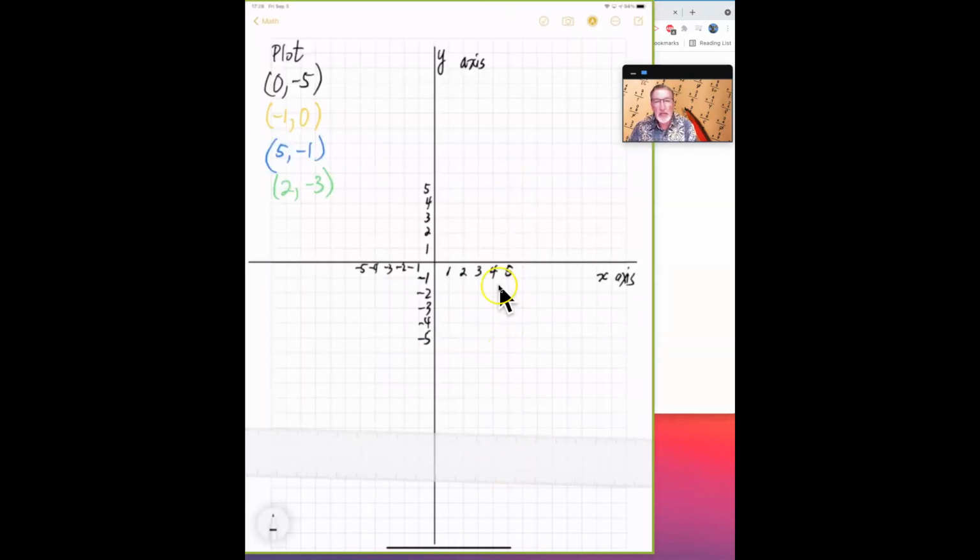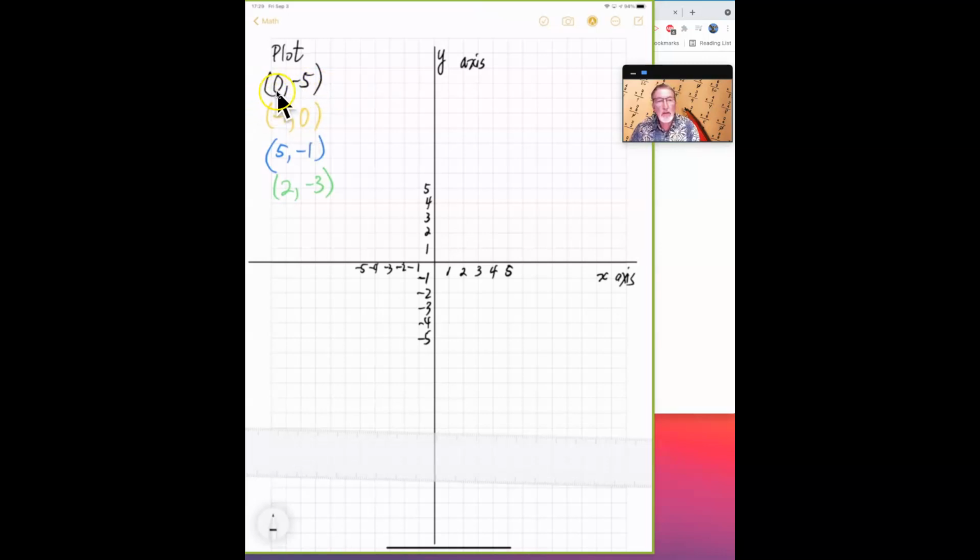All right, so again, for whatever reason, the grid lines don't show up on this screen. They are on my tablet, but not here, what we're looking at. But we're just going to go ahead and remember the first number, or first coordinate, is always the x-axis, and then the second is the y-axis.